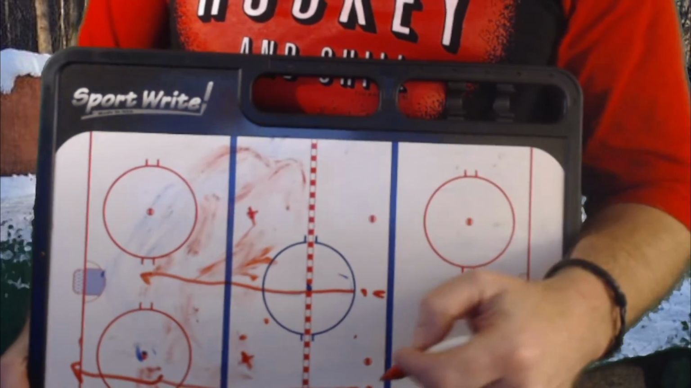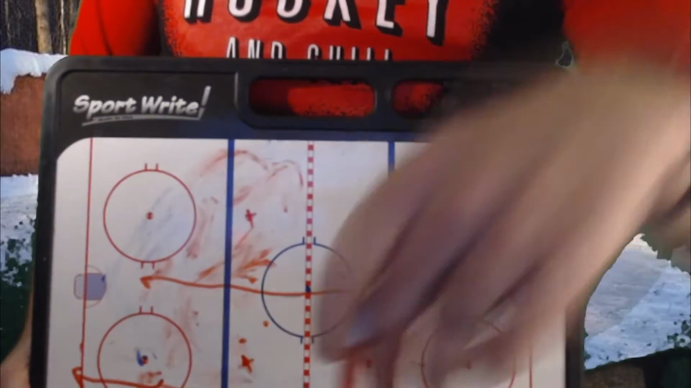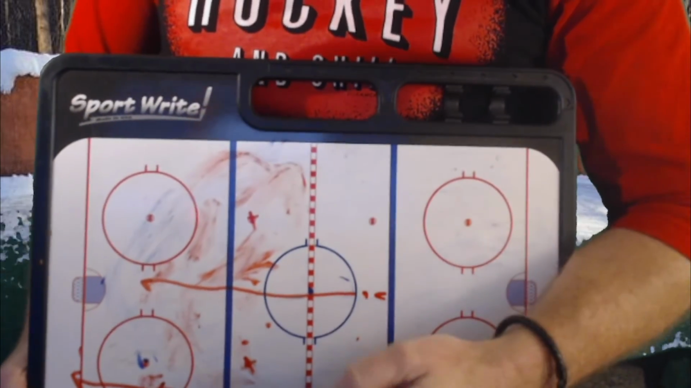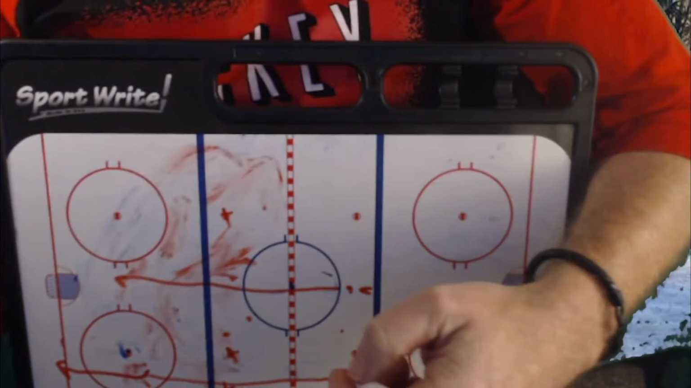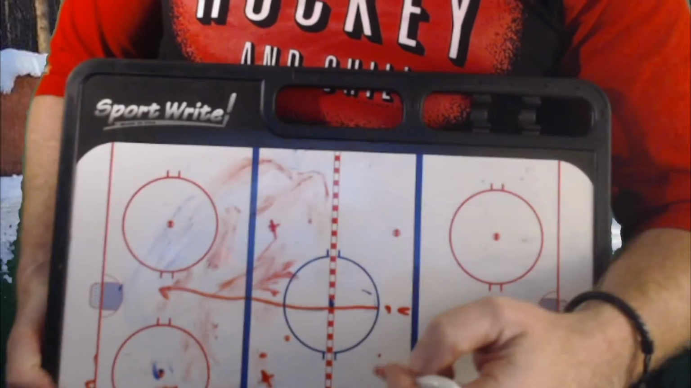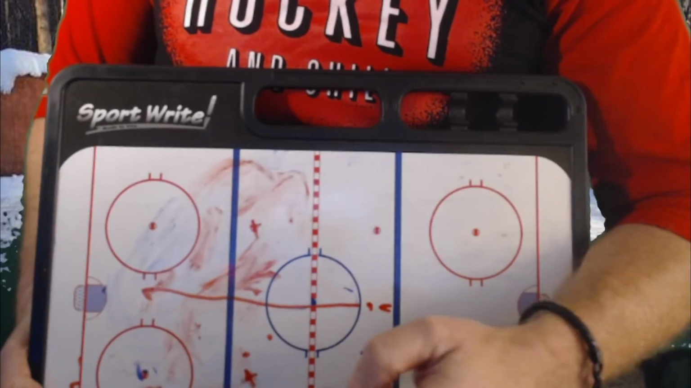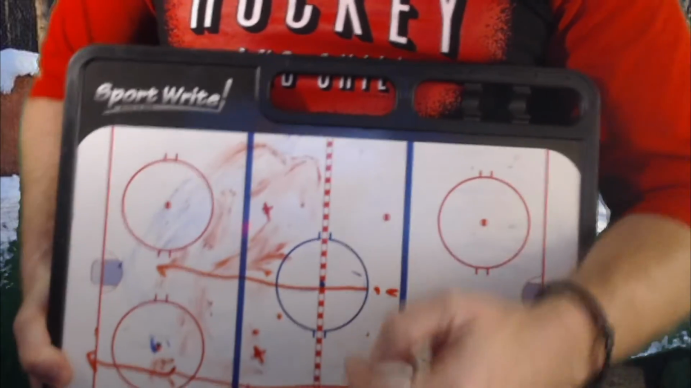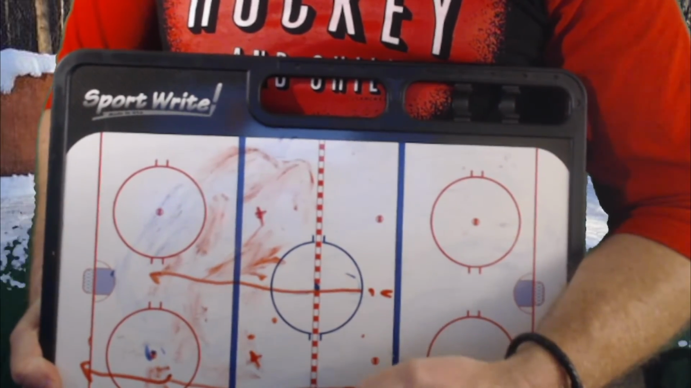Otherwise, play could get really boring if your team is constantly dumping it in there and then chasing after it. So it makes your team try to make plays through the neutral zone to get into the offensive zone. It would be a boring game to watch if you were just slinging it from your end all the time.